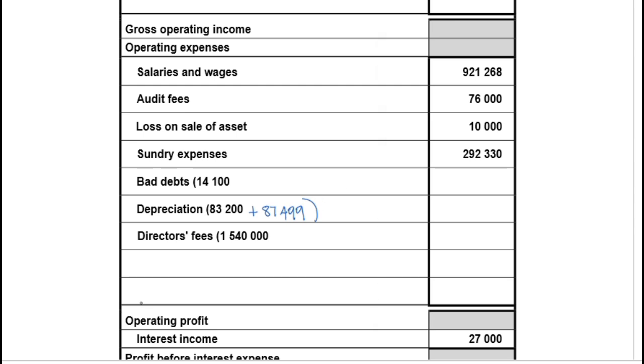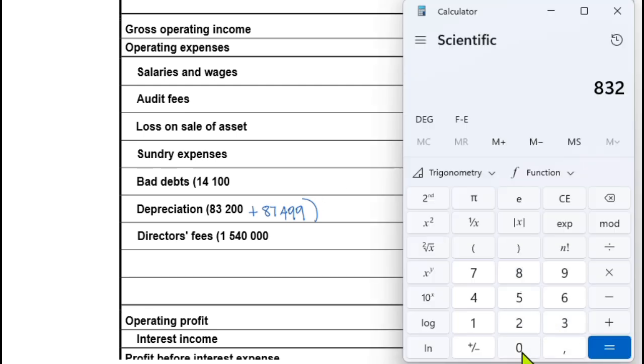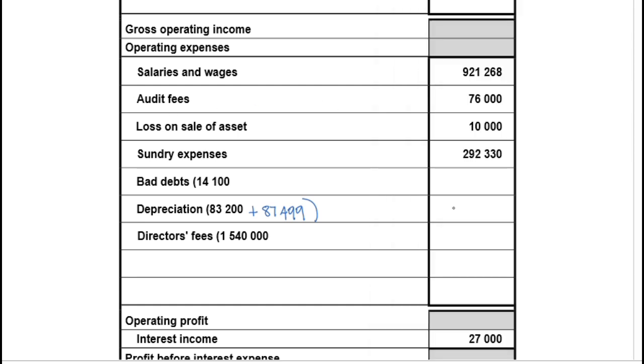So we have 83,200 rands plus 87,499 rands. This is going to give us 170,699 rands.